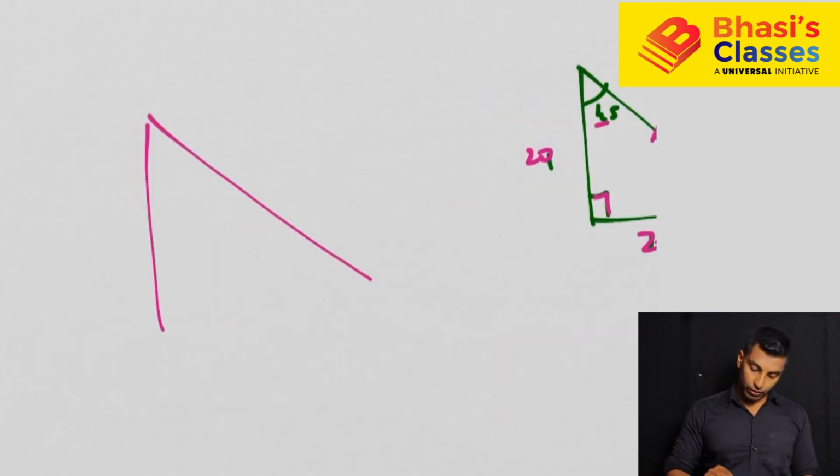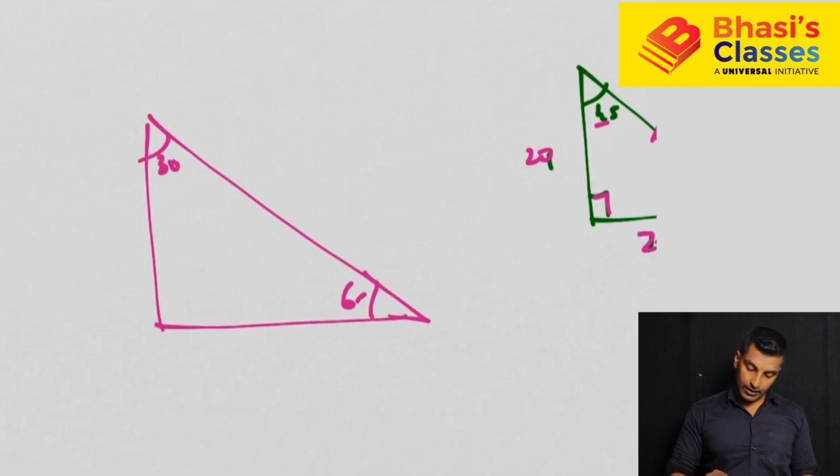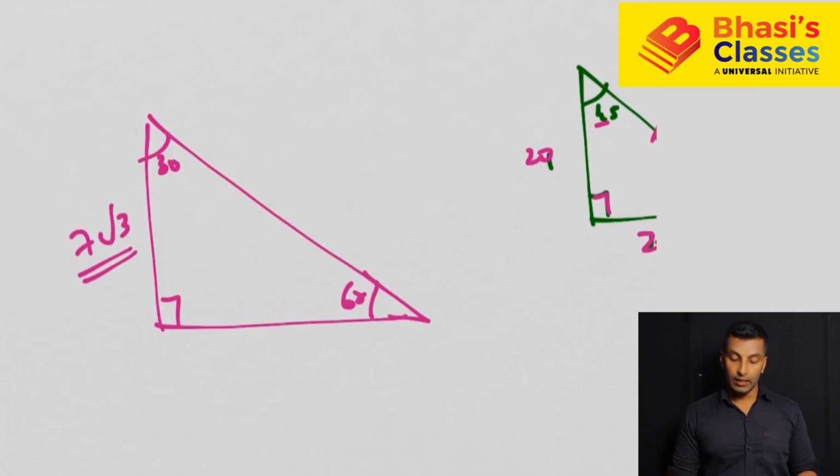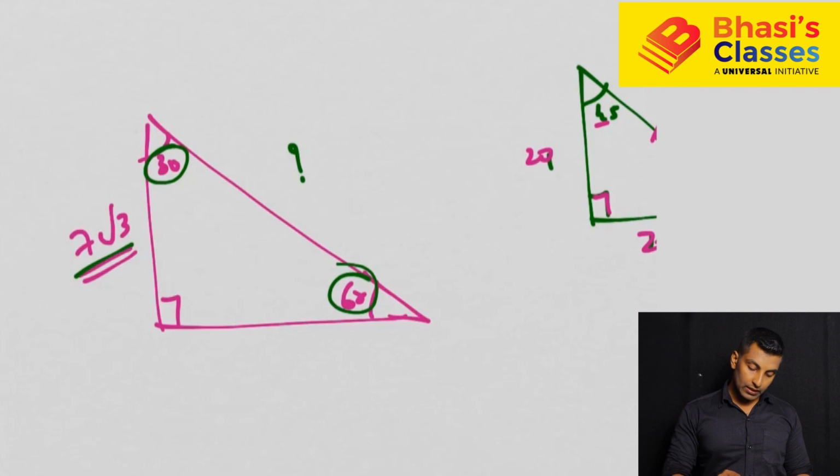See, let me give you a question like this. Okay, so this is 30, this is 60 and this is 90. So I'm giving you 7 root 3. Opposite of 60 I have given you 7 root 3. So I am asking you to find out this height. So see, we already know the ratio 60, 30. So if this is 7 root 3, we know this will be 7 and we know this will be 14.